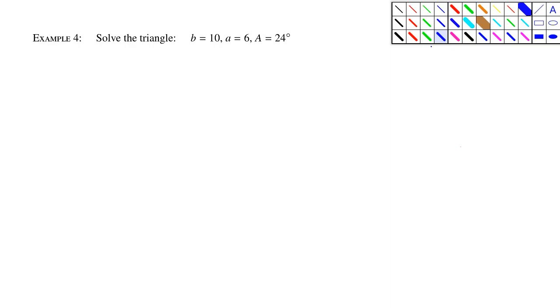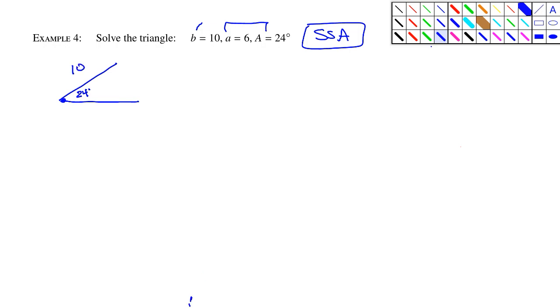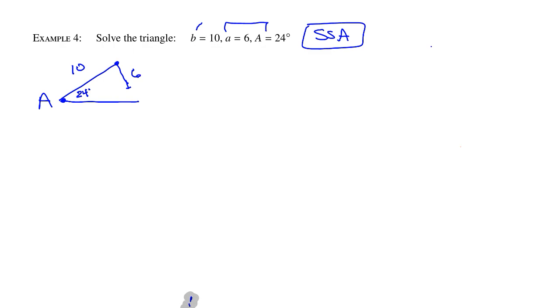Let's look at example 4. Solve the triangle. b is equal to 10, a is equal to 6, and capital A, the angle, is equal to 24 degrees. Again, we have a pair and an extra side, so that is side-side-angle. So we have to check the triangle. Let me draw a little sketch. So we're going to have 24 degrees. We're going to have a side of 10, and then the question is, can we hang the 6 off of this side, off of this vertex over here?